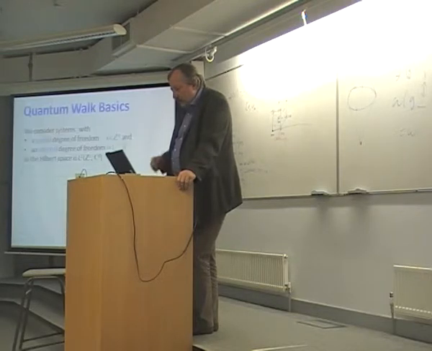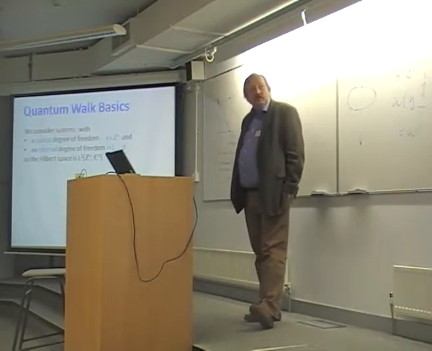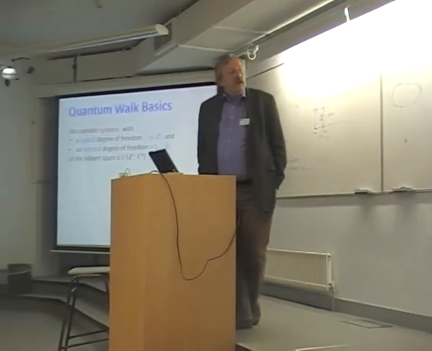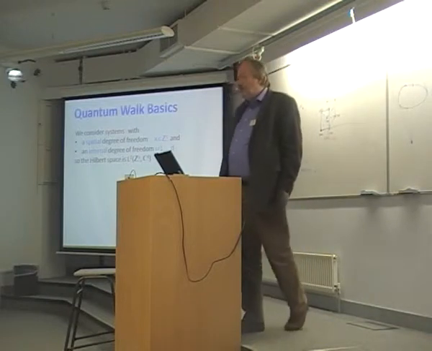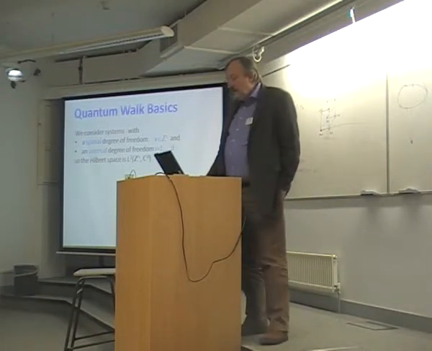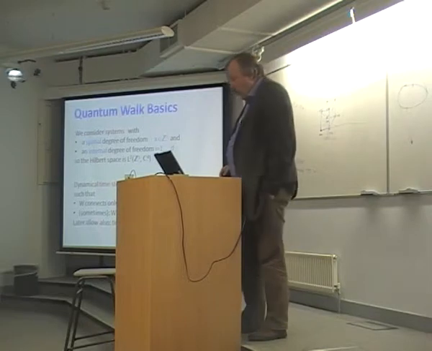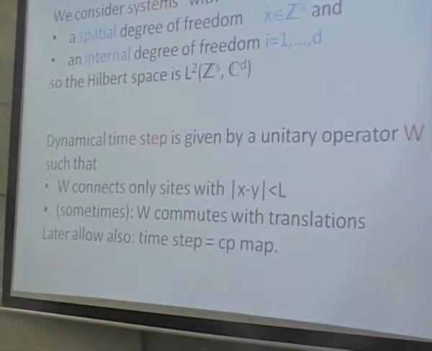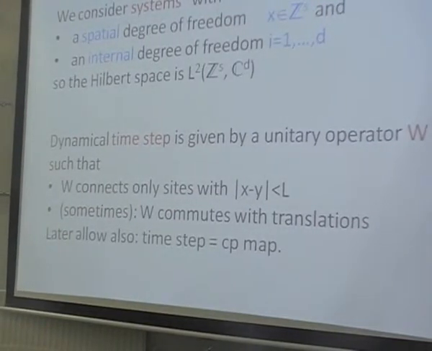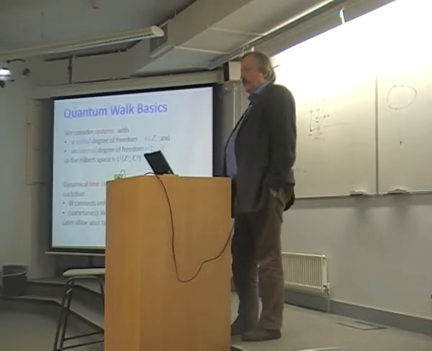Okay, so quantum walk physics, I basically mentioned it yesterday already, so I can be quick. There would be one spatial degree of freedom, typically on a square lattice. You can always take a square lattice if you want. Some of the results, and certainly the pictures, are going to be in one dimension, so one space dimension. There's an internal degree of freedom, which is also called the coin space, and the Hilbert space would then be the C^D valued functions on the lattice. The dynamical time step is a unitary called W now, for walk, and it has this locality property that it only connects sites which are not too far apart, so there's a fixed length L up to which you can go. And translation invariant walks are characterized by the property that this unitary also commutes with the translations.